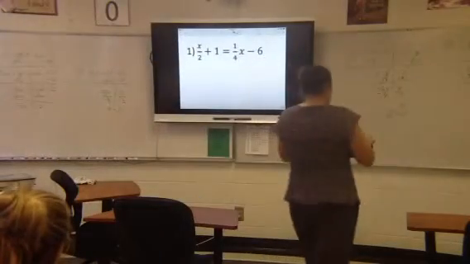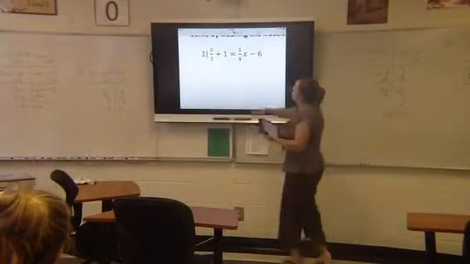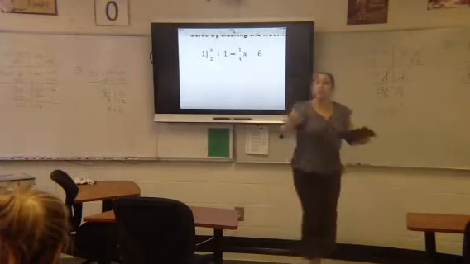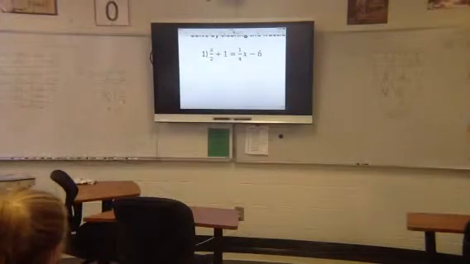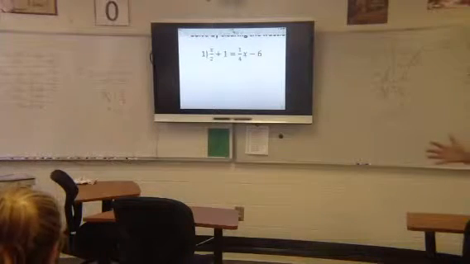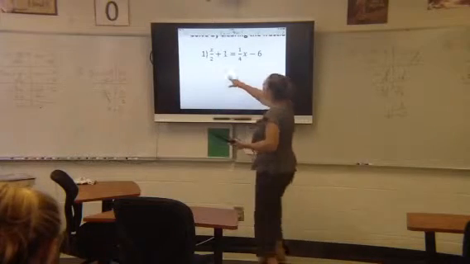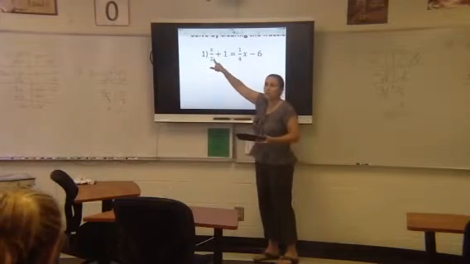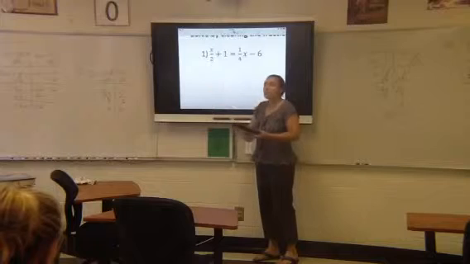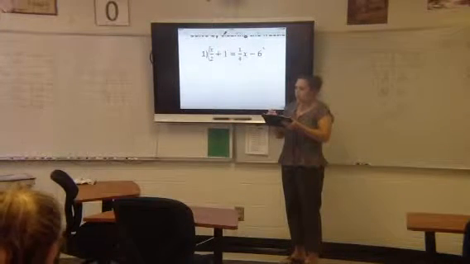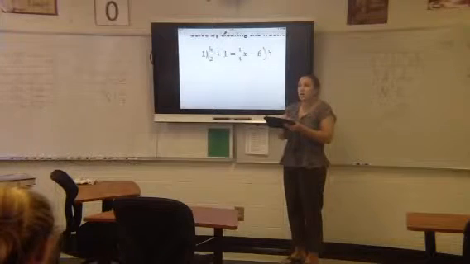Looking at clearing fractions today, what we're going to do is look at the bottom, and get rid of the fractions by multiplying by a number, okay? We're going to multiply by whatever our common denominator is here. When I'm looking at 2 and 4, what's my common denominator going to be? 4, okay? So we are going to multiply the entire equation by 4.